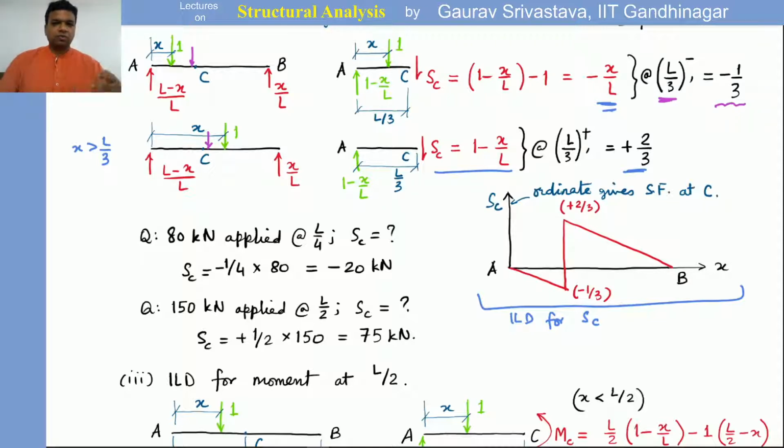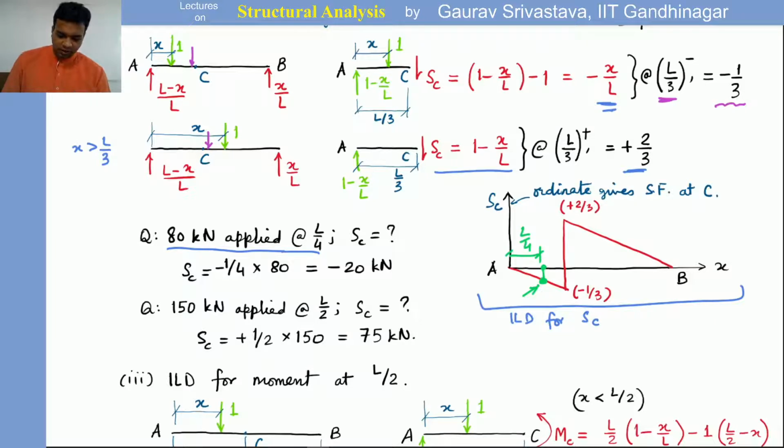Now, from this ILD, we can answer questions like, let's say, if an 80 kilonewton load is applied at L by 4, what is the shear force at C? Of course, a usual method will be to do force balance analysis. But if we have already drawn the shear force diagram, we can consider a location here, at L by 4. The ordinate here will give the shear force when the unit load is at L by 4.